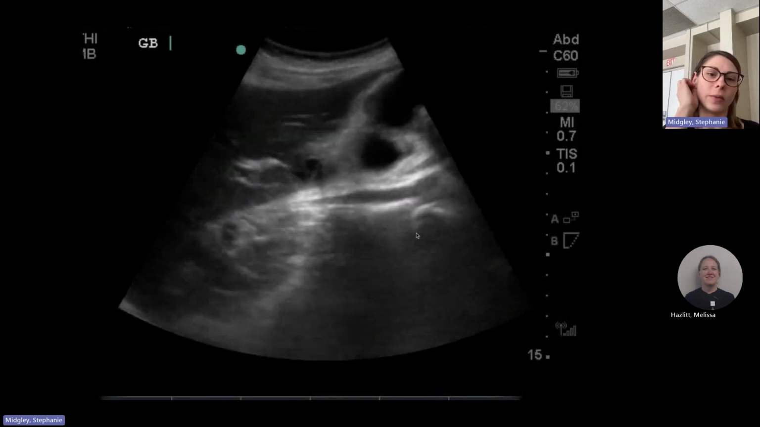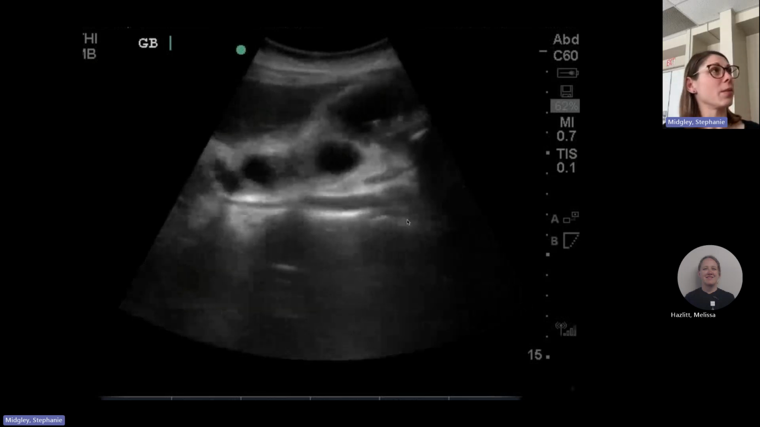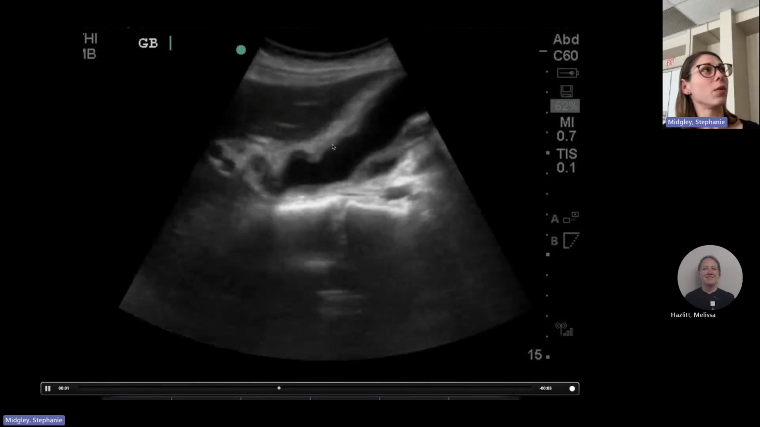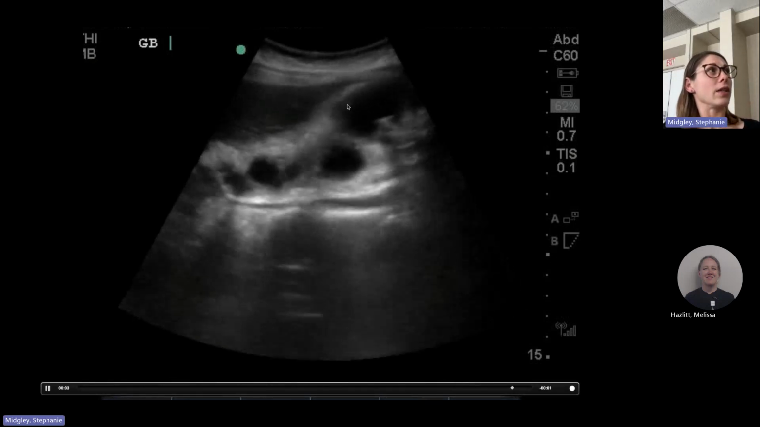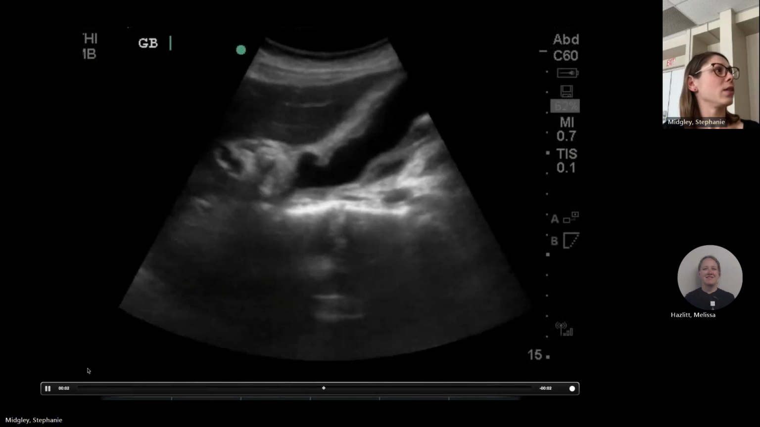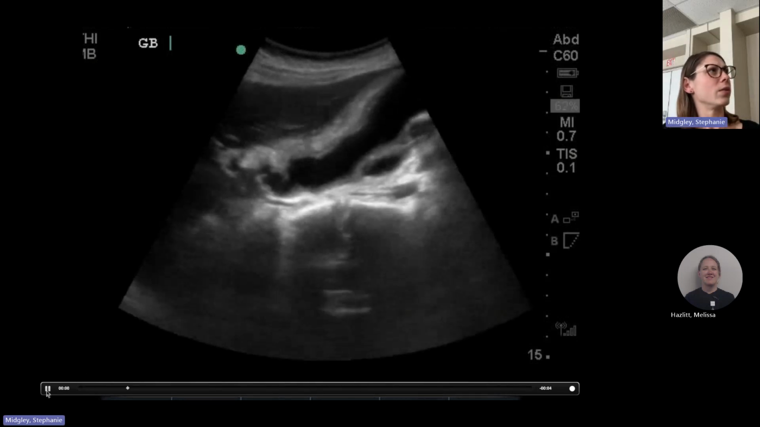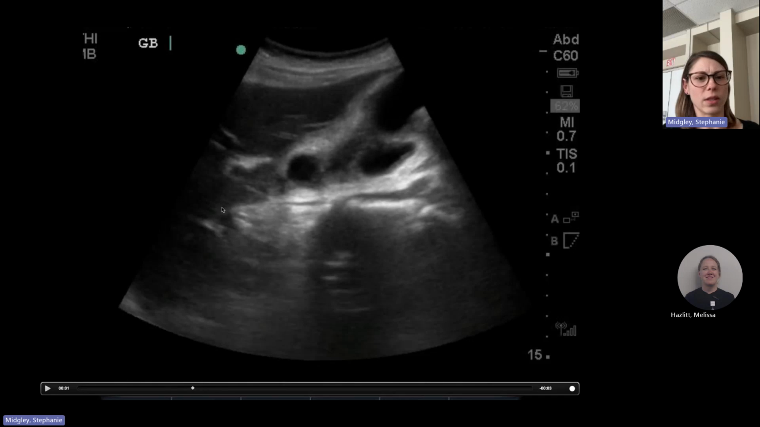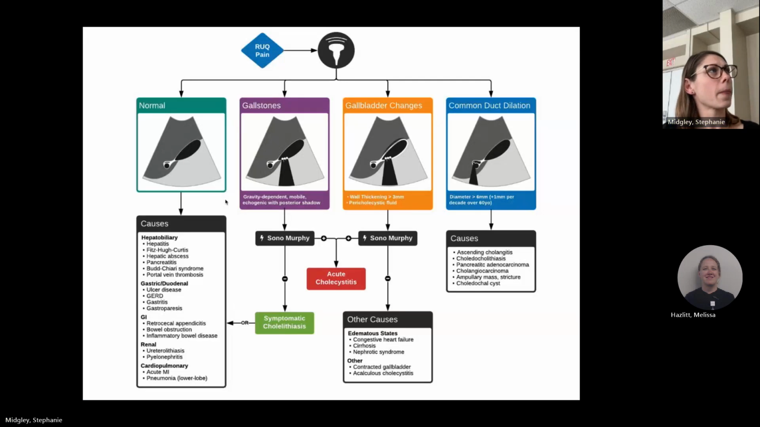All right. And then same thing, right? Another example, super thick wall. You've got some pericholecystic fluid. And then there's a stone hidden in here somewhere. Actually, I think the stone is down in the CBD on this one.